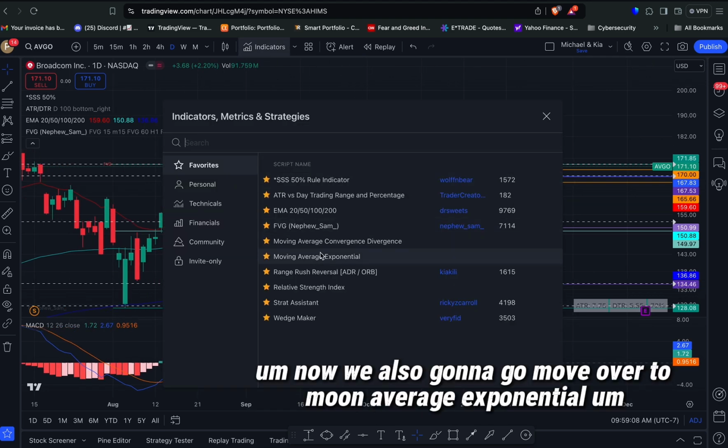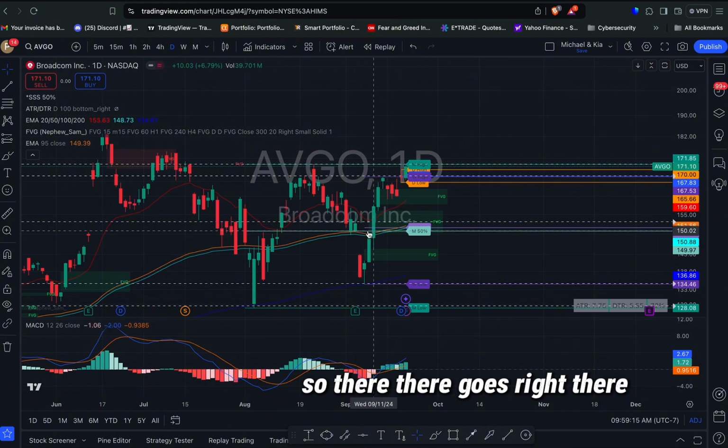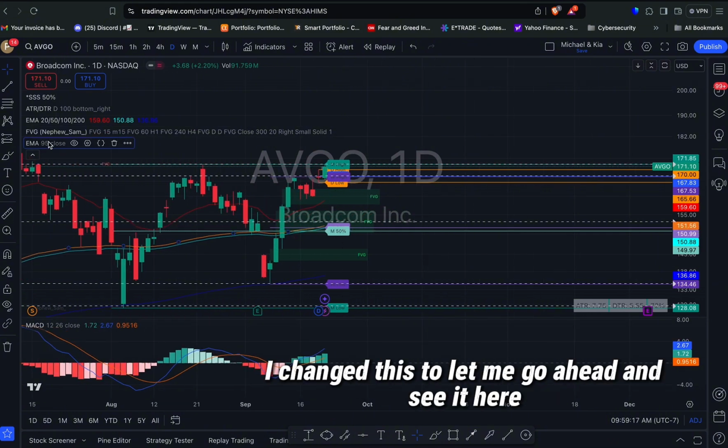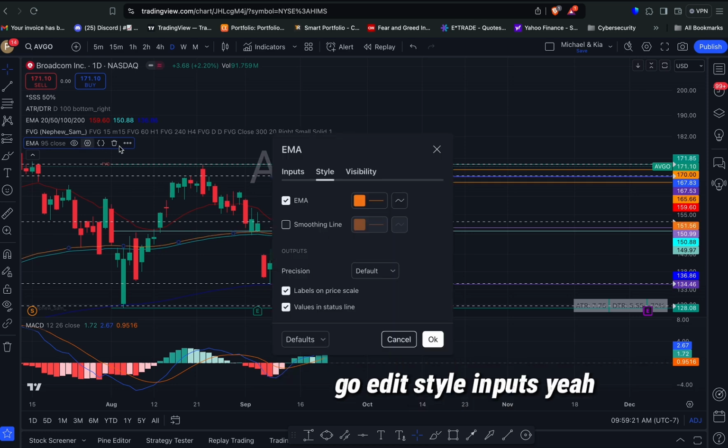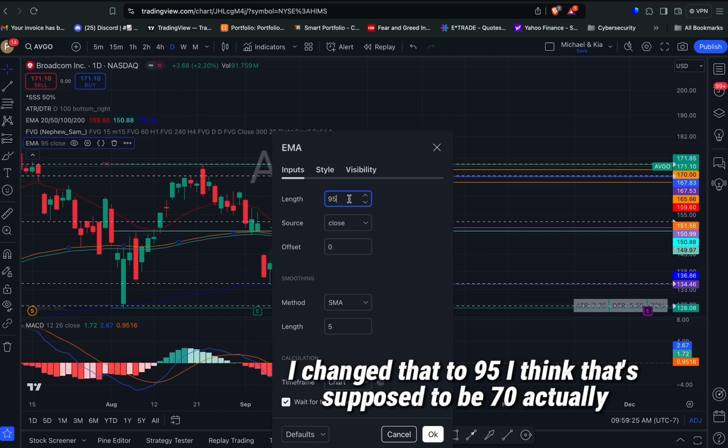Now we're also going to move over to the moving average exponential, and this is the one I told you guys I changed. So there it goes right there. That's the orange one. Let me go ahead and see it here. Go edit, style, inputs. Yeah, I changed that to 95. I think that was supposed to be 70.